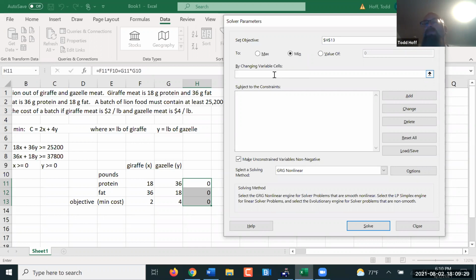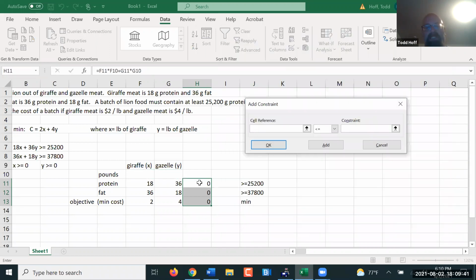This is basically asking us what cells contain our variables. That's these 2 cells right here. That's X and Y. And then our constraints. We're going to add our constraints. And our constraints, of course, the first constraint is protein, but really it's just this value right here. And we want it to be greater than or equal to. So I change that sign to 25,200 grams.